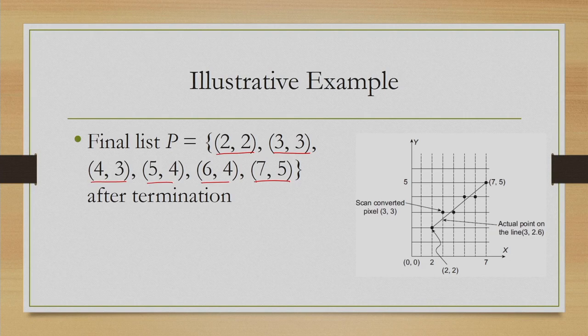So, with that we end our discussion on line scan conversion. So, we learned 3 things. First, we started with a simple approach, found its problems. Then we discussed one improved approach, that is the DDA approach, and then we finally discussed even better approach, the Bresenham's line drawing algorithm, which eliminates all the floating point operations. Now, we will move to scan conversion of another primitive shape, that is circle.